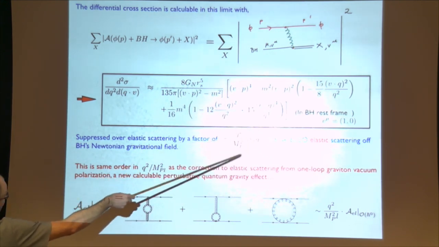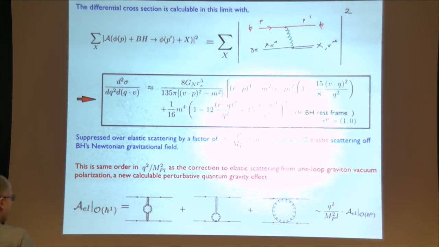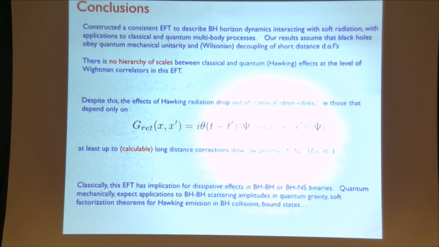It's slightly suppressed by more powers of the radius. That's because we're taking this point particle limit. That's where we know how to do things. But it is a quantum gravity effect, which is in some sense universal. It's there for black holes, which had not been computed before. So for whatever it's worth, that's the type of result that we think we know how to compute in this theory. And I'm really way over time, so I'll conclude now.